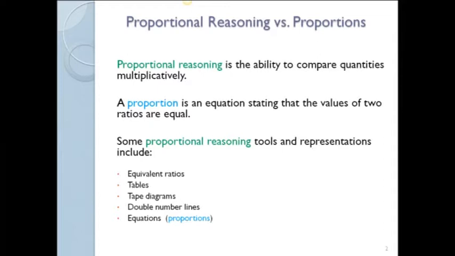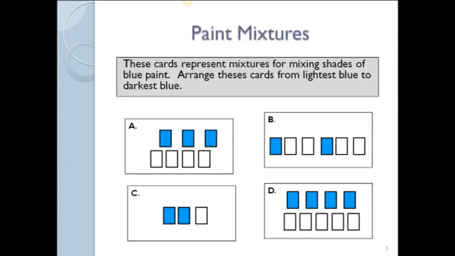Here are some common tools or representations we use in middle school to explore proportional reasoning. Our paint mixture pictures are going to connect directly to tape diagrams, and then we'll connect tape diagrams to proportion equations. These paint mixture cards represent mixtures of blue and white paint. All of these little rectangles are intended to represent the same quantity of paint. Without much prompting, students can begin to try to arrange these from lightest to darkest. This should generate lots of discussion.